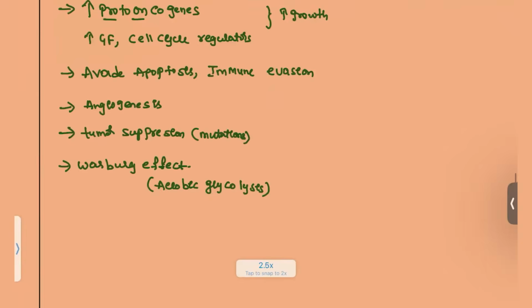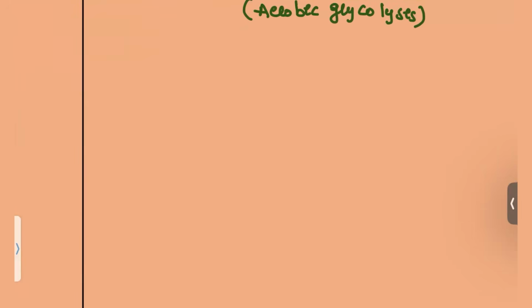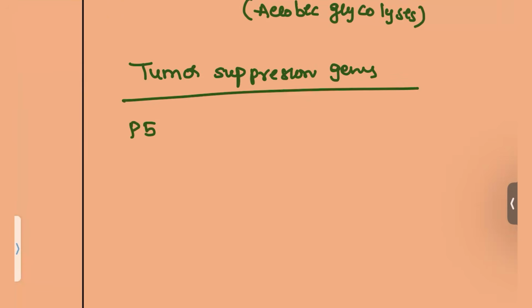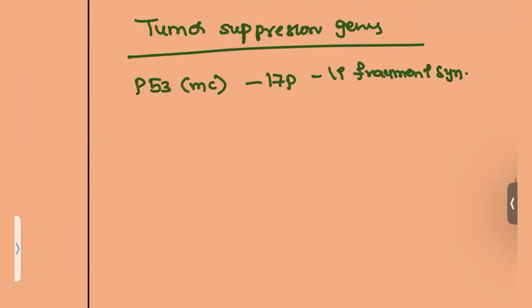Let's see the tumor suppressor genes. What are these tumor suppressor genes? The most important and most common one is P53. Important for cell cycle regulation also. It is commonly present on chromosome 17p. And if it is mutated, it is going to cause Li-Fraumeni syndrome. Many cancers are associated with this P53 mutation.